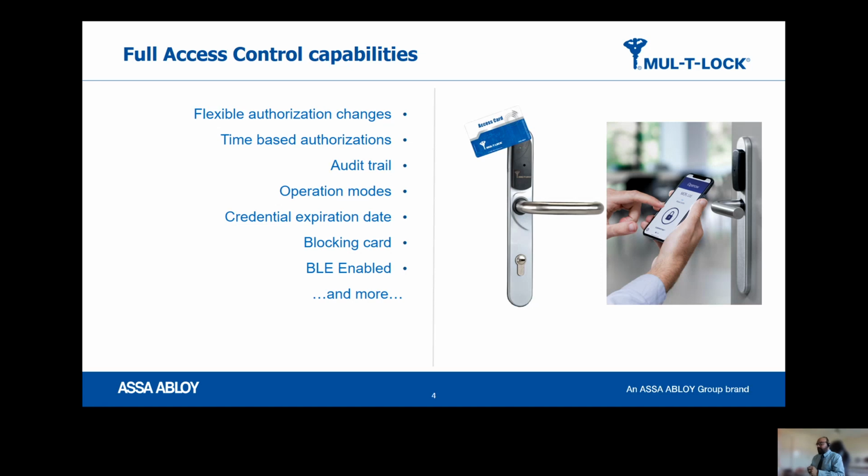BLE enabled. So this is where the technology has advanced to. As you can see in the image, the left-hand one shows the access control card, a MIFARE card. And now the technology has evolved from there to Open Now, where you have an app on your mobile phone that will operate the lock for you.